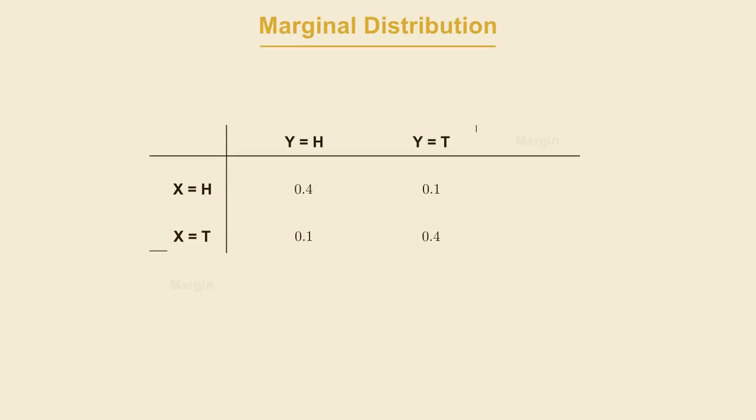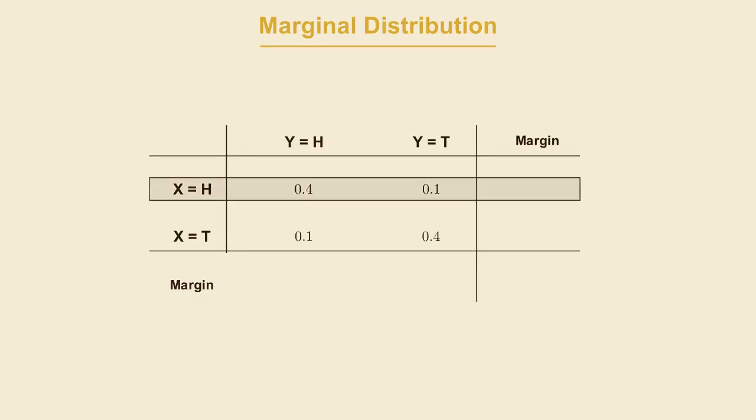So where do the individual probabilities actually come from? If you only watched coin X and ignored coin Y completely, what would you observe? You'd observe that X lands heads with probability of 0.5. That's a fair coin. But where does the number live in the joint table? The marginal distribution of X is what you get when you take the joint table and sum across all the values of Y. For each possible value of X, you add up the joint probabilities over every possible value of Y. So the probability that X equals heads is the joint probability of X being heads and Y heads, plus the joint probability of X being heads and Y tails. That's 0.4 plus 0.1, which ends up being 0.5.